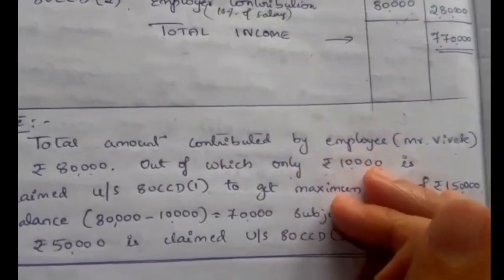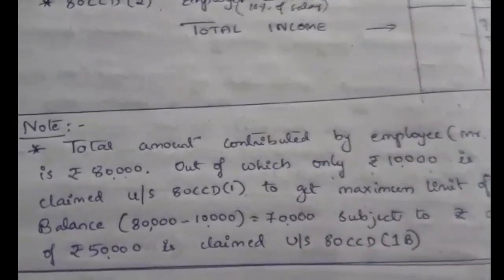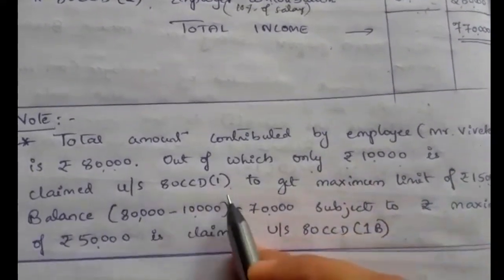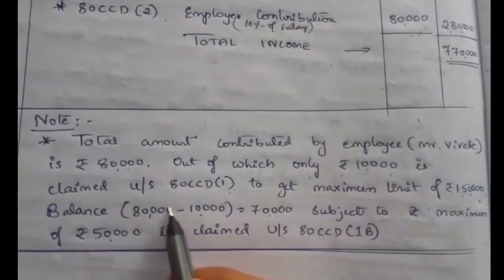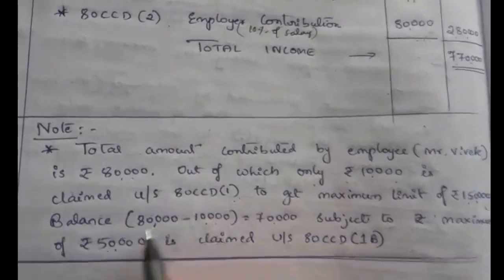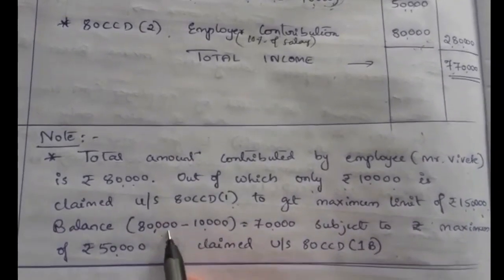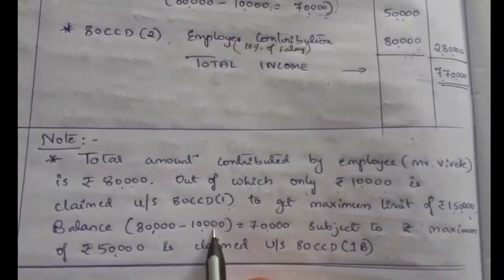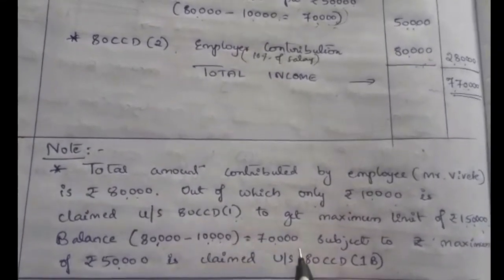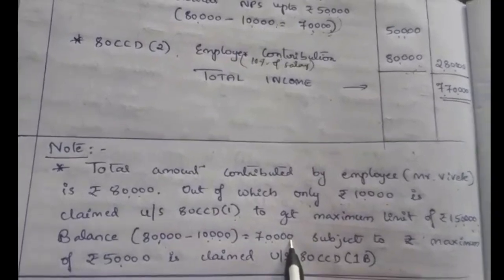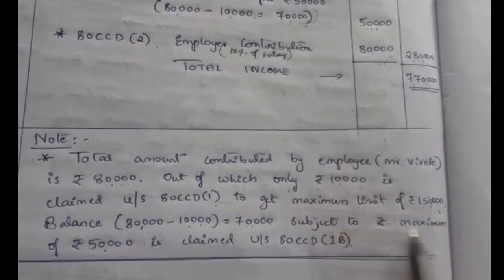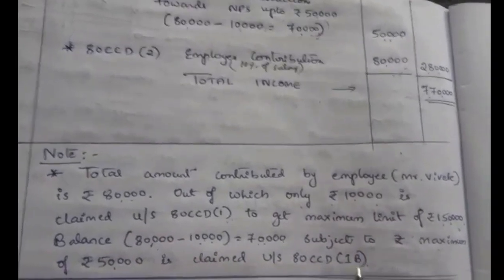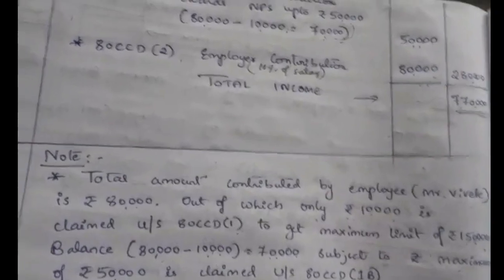So that is the difference. Out of 80,000 he claimed only 10,000 under section 80CCD(1), to reach the maximum limit of 1,50,000. Balance: the actual contribution by the employee minus the deduction claimed, 10,000 under section 80CCD(1). So the balance 70,000 is left to claim. This 70,000 is claimed under section 80CCD(1B), subject to a maximum of 50,000.